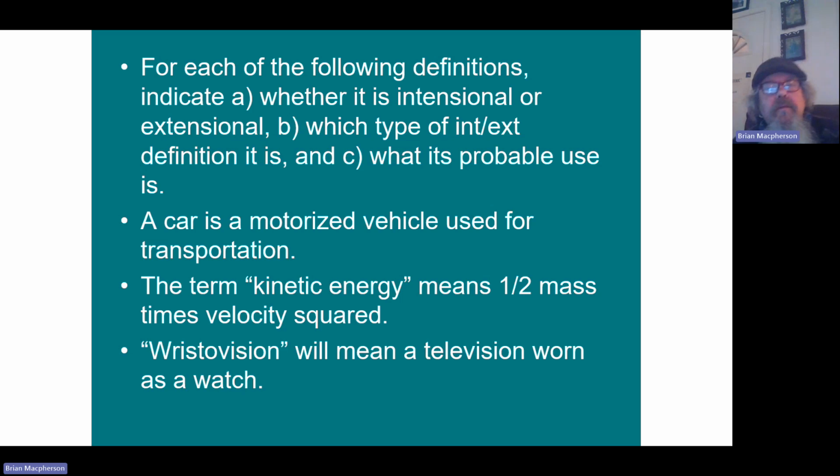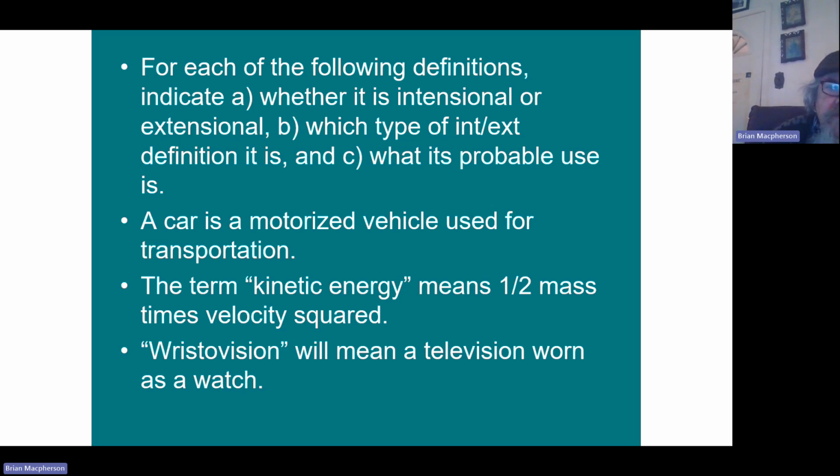Let's look at the one below it. The term kinetic energy means 1/2 mass times velocity squared. All right. Well, it seems to me that this is a synonymous, or sorry, my apologies. No, it is. It's a synonymous definition. So I'm saying that kinetic energy means the same thing as 1/2 mass times velocity squared. And as we all know, synonymous definitions are intentional. So it's intentional, synonymous. What is it used for?